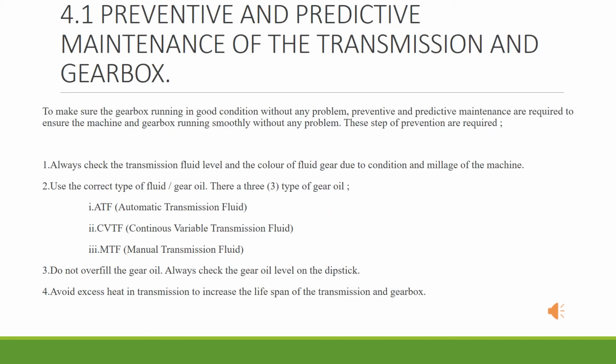Next, preventive and predictive maintenance of the transmission and gearbox. To make sure the gearbox is running in good condition without any problem, preventive and predictive maintenance are required to ensure the machine and gearbox run smoothly. These steps of prevention are required. Number 1, always check the transmission fluid level and color of the fluid gear due to condition and mileage of the machine.